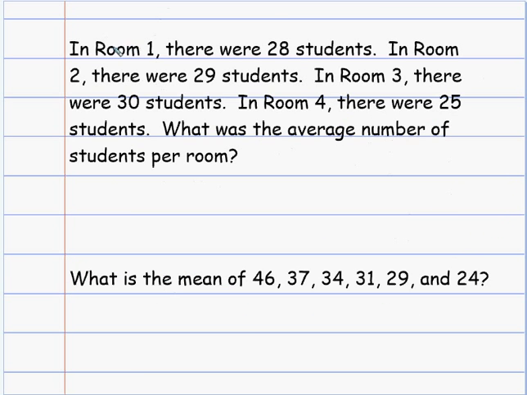Okay, here's another example. In room 1 there were 28 students. In room 2 there were 29 students. In room 3 there were 30 students, and in room 4 there were 25 students. What was the average number of students per room? So I need to sort through all this information because I have room numbers in here, but those aren't important. What I need to know are the number of students. So I have 28, 29, 30, and 25.